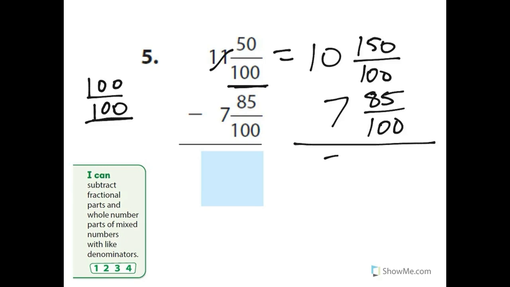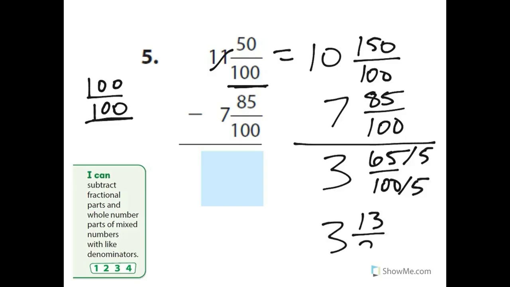So 10 minus 7 is 3. 150 minus 85 is going to be 65. 65 over 100. Mr. Kramer, I think I can make those simpler. 3 and 13 over 20. Yeah, 3 and 13 over 20. Now, technically, 3 and 65 over 100 is not incorrect. It's just better to make them in their simplest form.